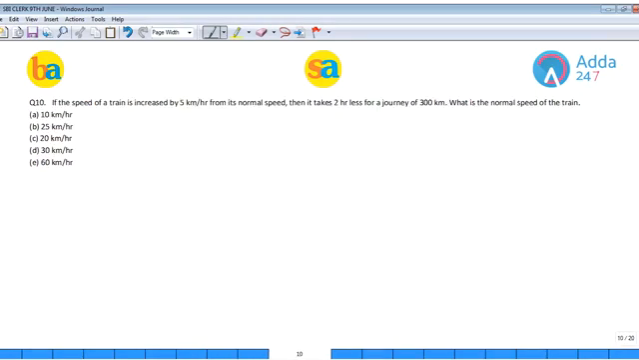Question number 10. If the speed of a train is increased by 5 km per hour from its normal speed, then it takes 2 hours less for a journey of 300 kilometers. What is the normal speed of the train? So let the normal speed of train be x km per hour.